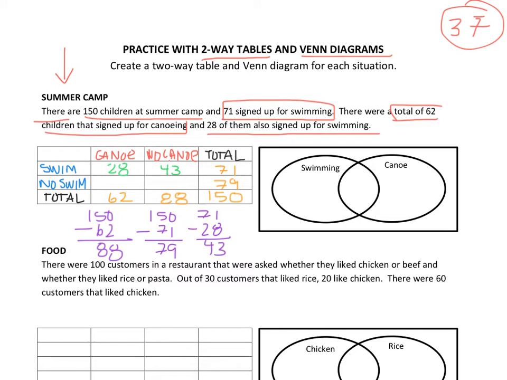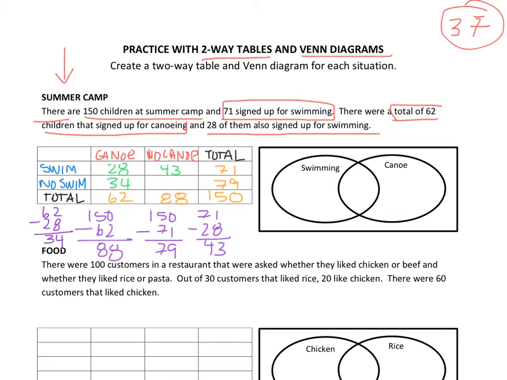Okay, now you're thinking, there's no way to find these amounts, right? Wrong. Look the other way. 62 kids signed up to canoe. 28 want to swim. How many canoe kids don't want to swim? Well, you guessed it, 62 minus 28. I'm clickety-clacketing on my calculator, and I get 34. 34 kids don't want to swim, but they will canoe.